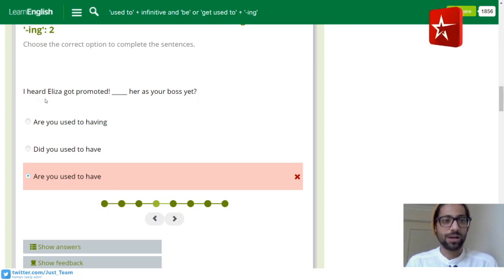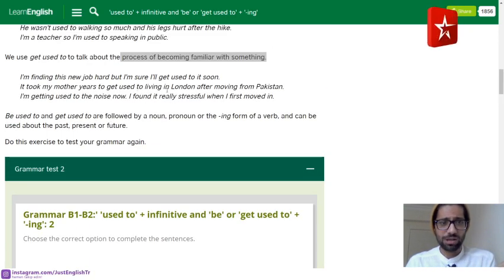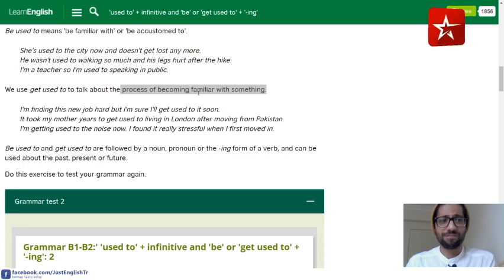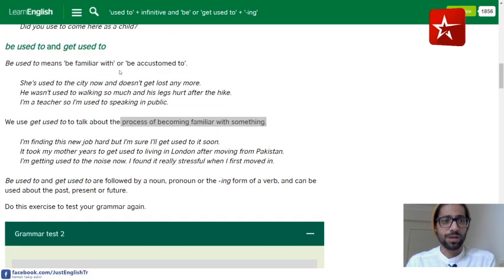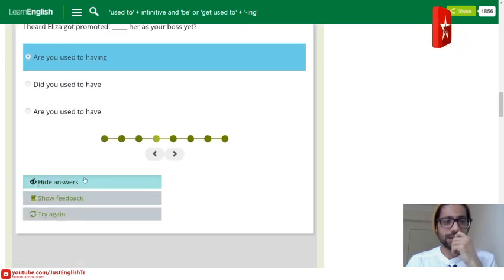And this one. I heard Eliza got promoted. Her as your boss yet. Again, here it's the process of getting used to something. Let's see here. Let's check the answers. Are you used to having? Now, again, why is this? Because here, the process of becoming familiar, I'm sorry, not here, here. The process of becoming familiar with something. Be used to plus ing, or it comes with a noun or so on. Let's continue.